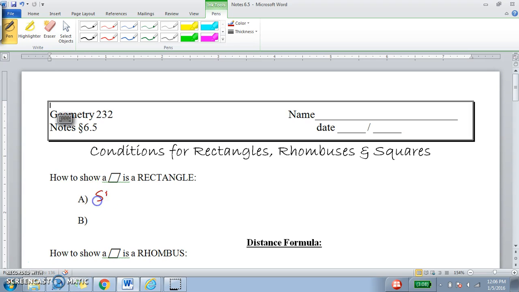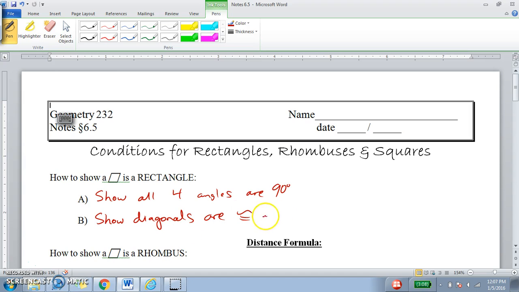One way would be to show that all four angles are 90 degrees, because we know that the four angles in a rectangle are 90 degrees. So if you can somehow show that that is true, then you have proven that it's a rectangle. Another way is to show that the diagonals are congruent to each other. That's another way that we would be able to say for certain that that thing is a rectangle.